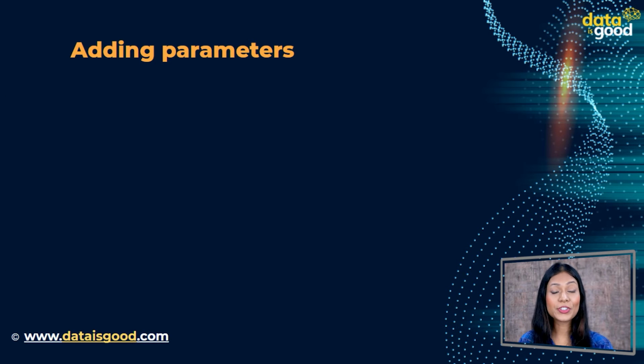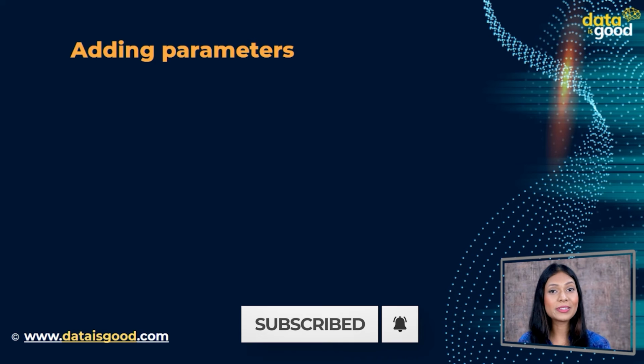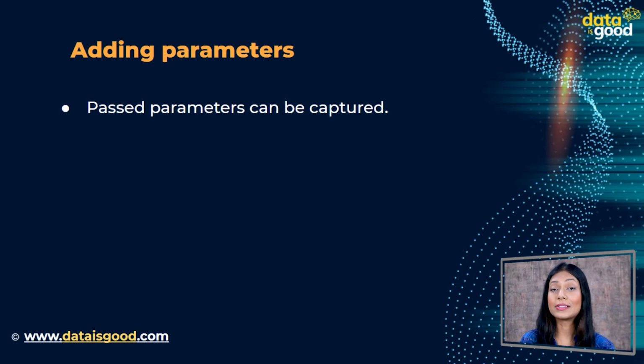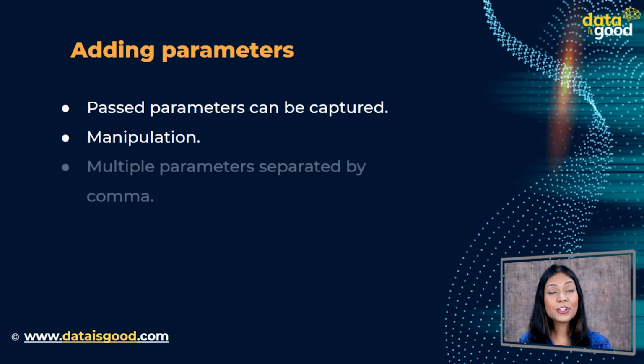We have seen the functions without parameters till now. Let us see how we can add the parameters in the function. There is a facility to pass different parameters while calling a function. These passed parameters can be captured inside the function, and any manipulation can be done over those parameters. A function can take multiple parameters separated by comma. Let us see an example of how to do that.